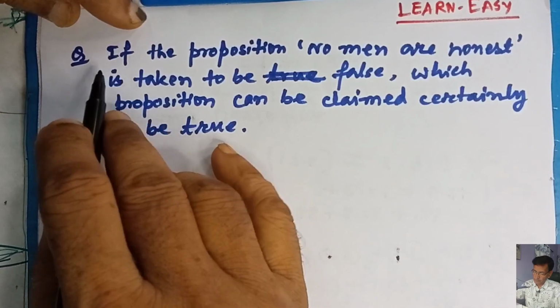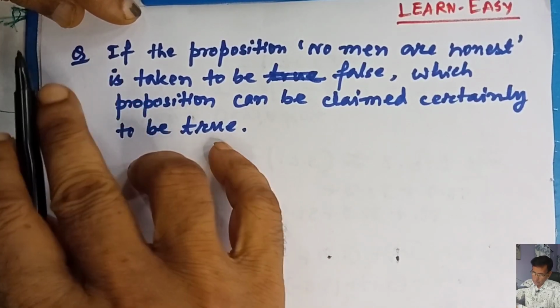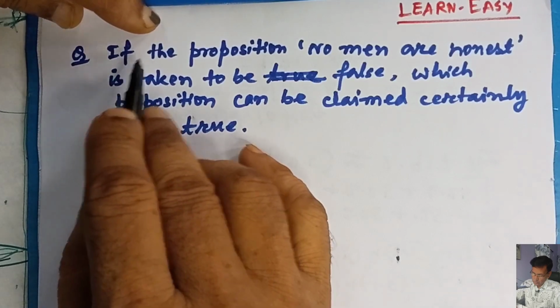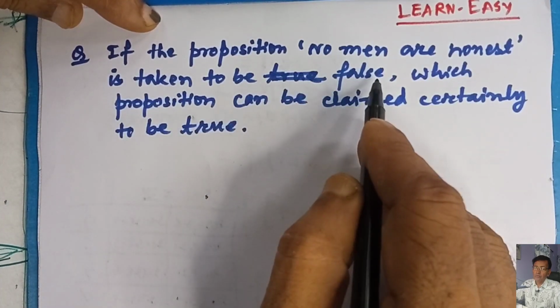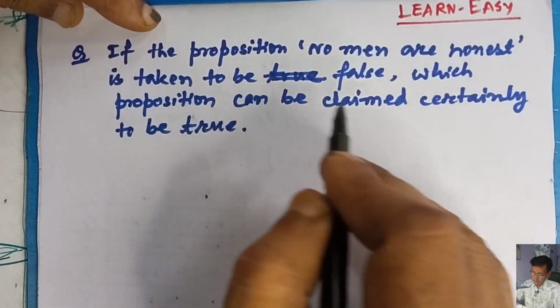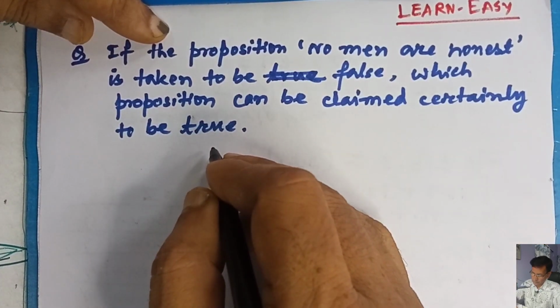Now we will do a sum relating to square of opposition. If the proposition "no men are honest" is taken to be false, which proposition can be claimed certainly to be true?